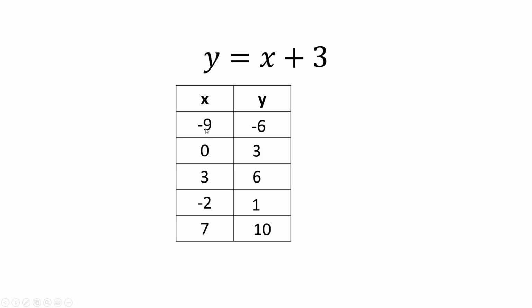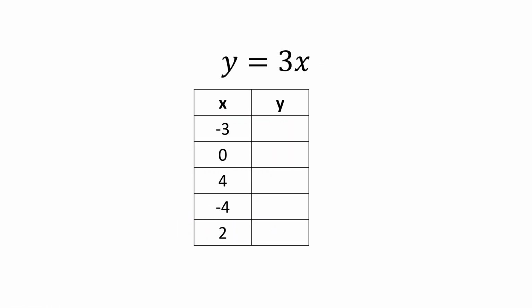So when x is -9, y is -6. These are known as ordered pairs. When you've got one input, you get a certain output. And those are called ordered pairs. We'll talk more about ordered pairs later on. But that's the gist of it.